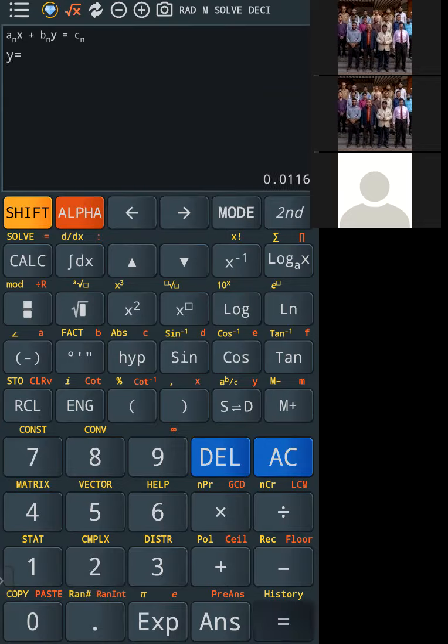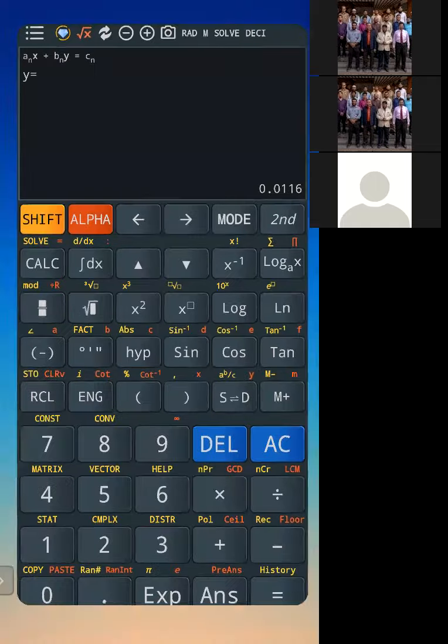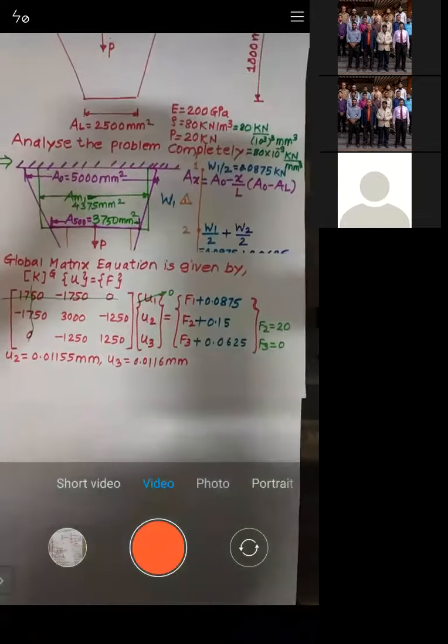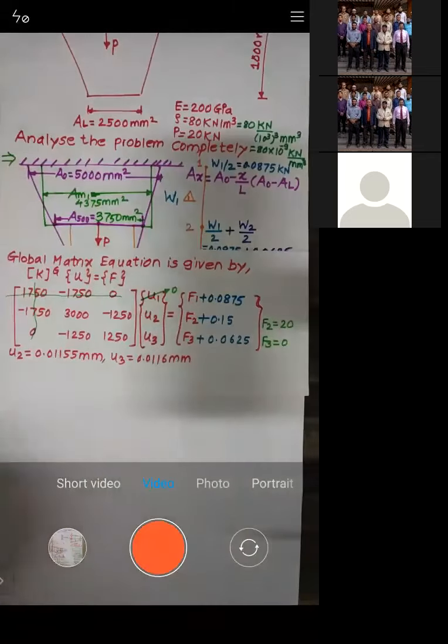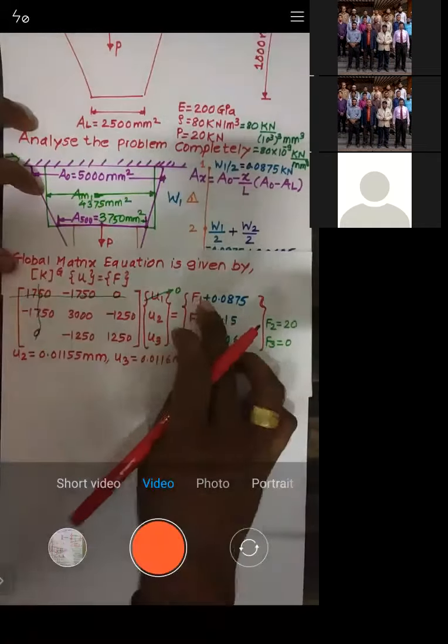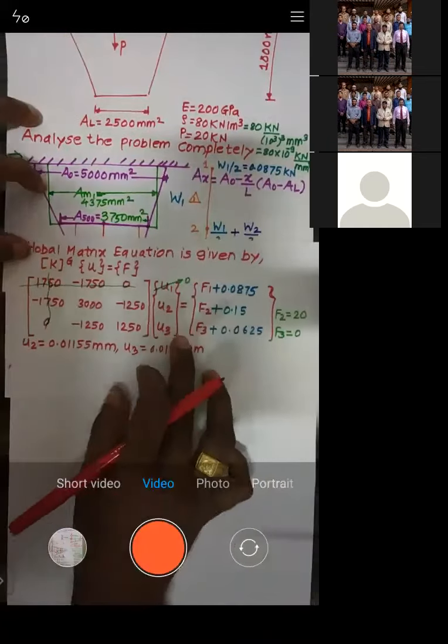This is u2, then this is u3, 0.0116 mm. These are the values of displacement that we have got when we solved it. Now, how to check whether the displacements are right? Just calculate the reaction. The reaction is F1, so the first row by this column will give you the value of F1.